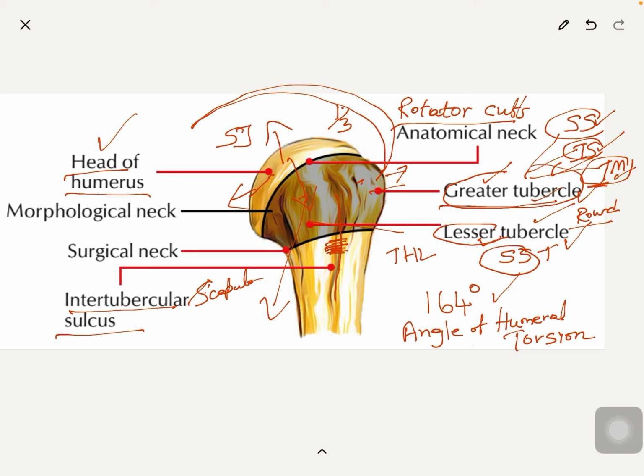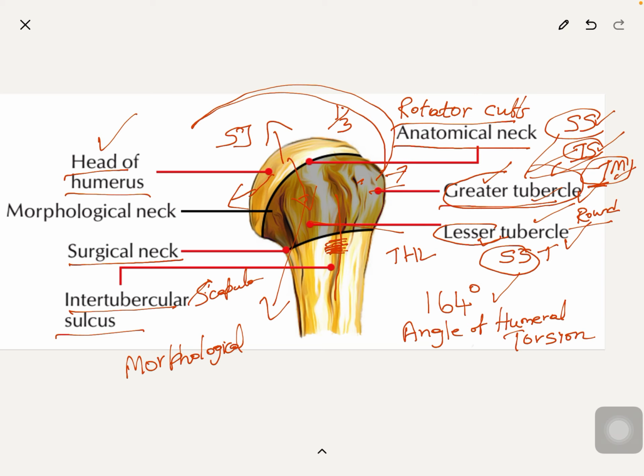Now we will see the neck of the humerus. Neck of the humerus is very interesting. It possesses three types of neck. One is this anatomical neck, another is this surgical neck. One more, it is not given in this picture, is the morphological neck. So three types of neck in the humerus: anatomical, surgical, and morphological.